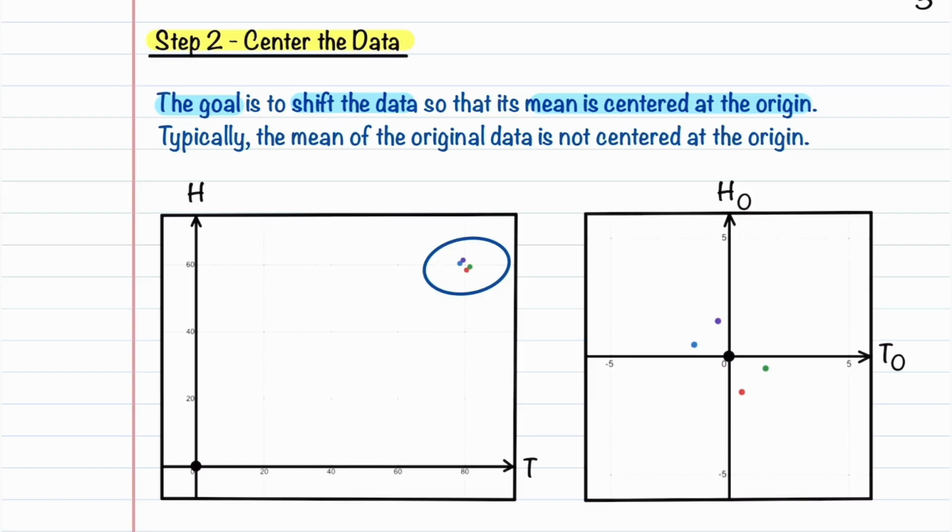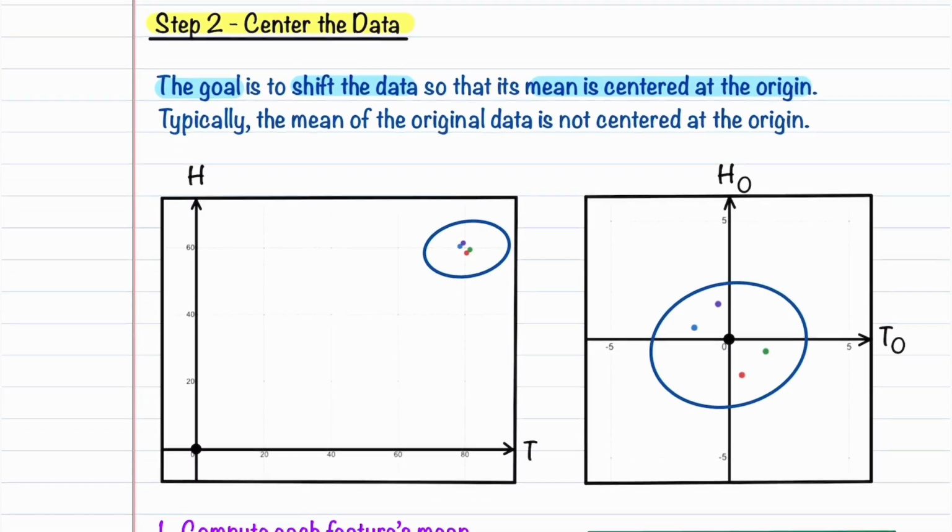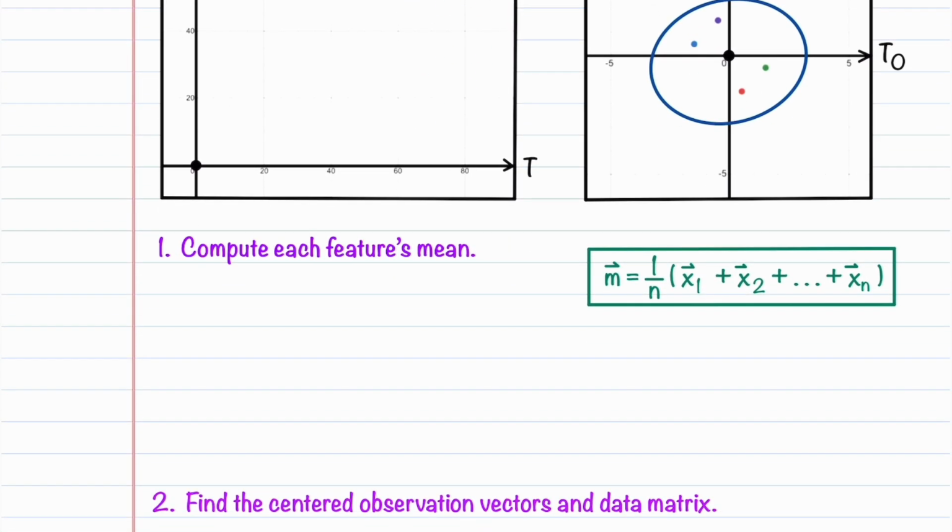When we center the data, we subtract off the mean, and the data becomes centered at the origin, shown in this graph, and has a new mean of 0. So that's where we're headed. Now we just have to figure out how to get there. There are 2 steps that we need to follow to center the data.